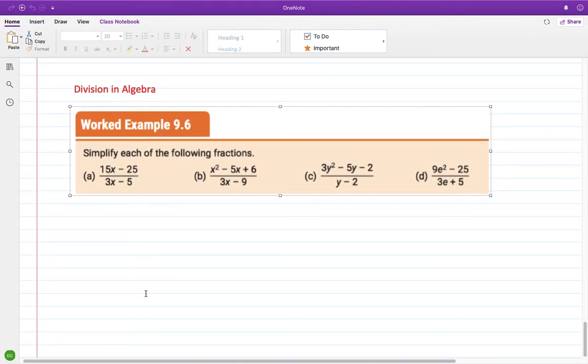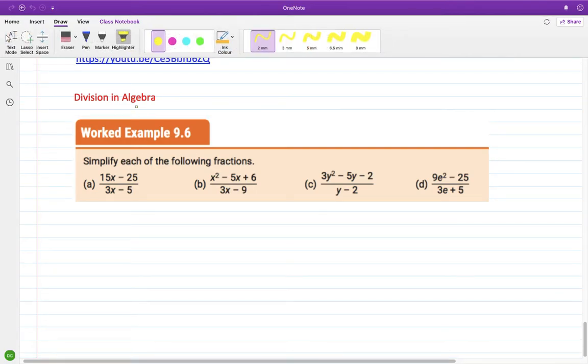Now we're going to do what they call just division in algebra and then long division in algebra. So we'll just do division today, okay? So I'm going to go through a few of these. I don't know if I'll do them all, but anyway. Simplify each of the following fractions.